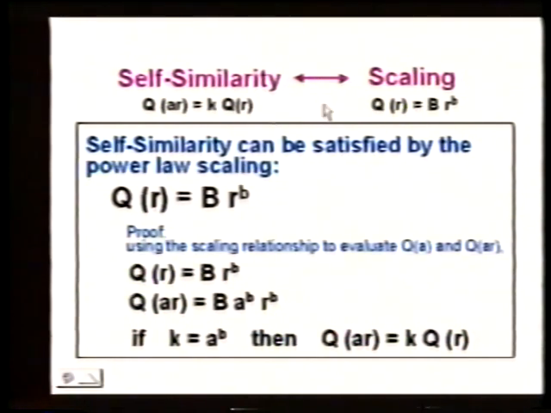But so to see that these two are related to each other, if I take this equation and plug it into this end of the equation and plug it into that end of the equation, which is what I've done here, if this parameter k equals a raised to the b, which is a constant, then I have the equation for self-similarity. So what this slide shows is that the scaling relationship leads to self-similarity, and therefore vice versa. So we have a two-way relationship between scaling and self-similarity.